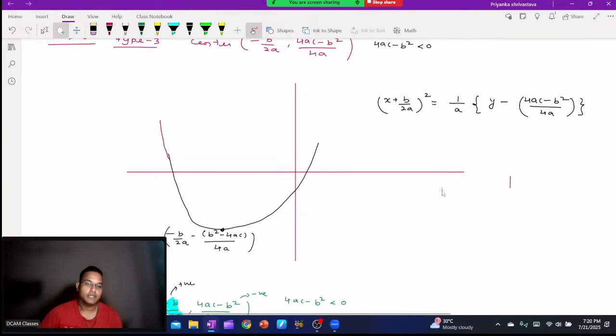Now the only thing is, can you tell me now what are the domain and ranges in both the cases? For a greater than 0, for a less than 0.